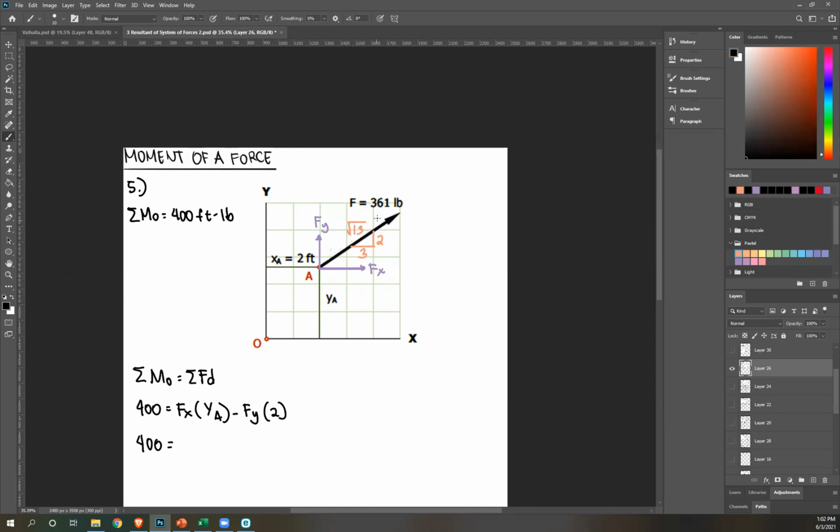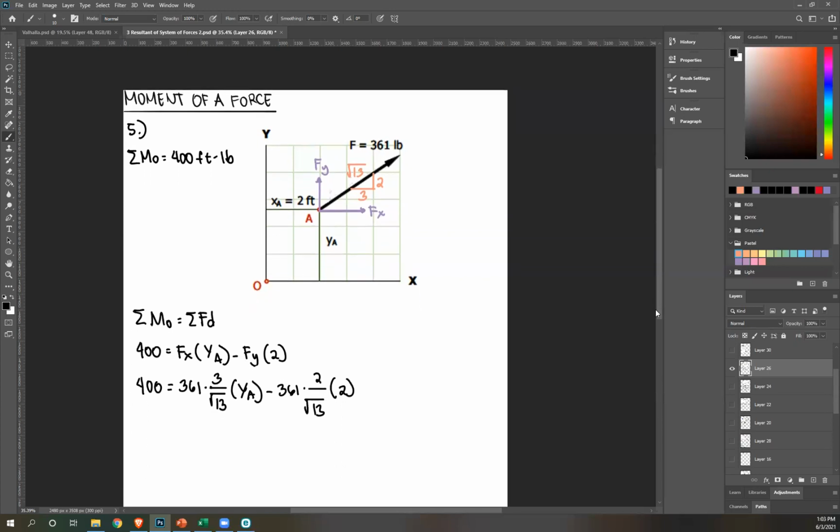Okay, so Fx is just F, which is 361, times the horizontal, so that's 3 over square root of 13, times YA, minus Fy, once again, that's 361 times the vertical, 2 over square root of 13, then times 2. From this, please solve what's YA.